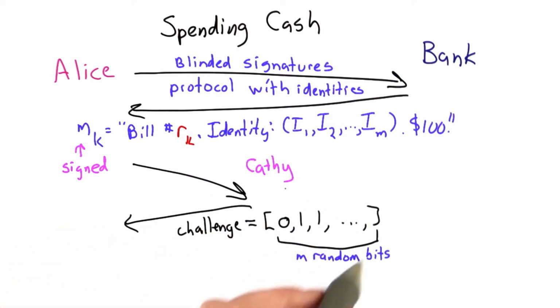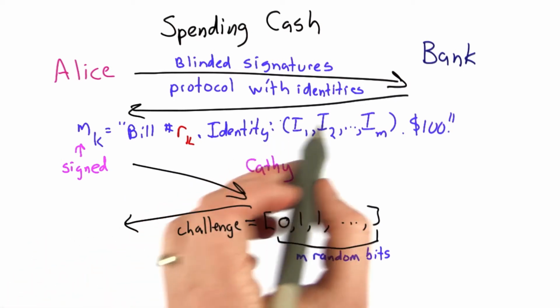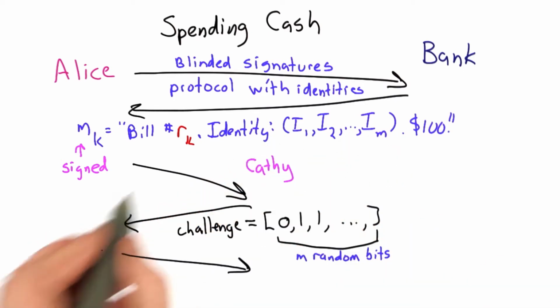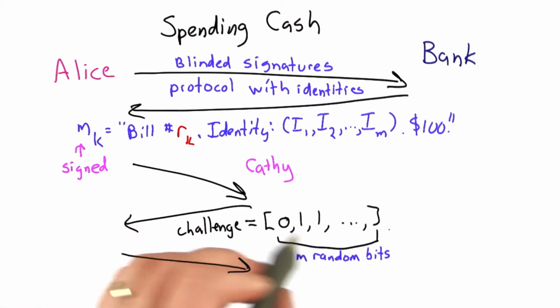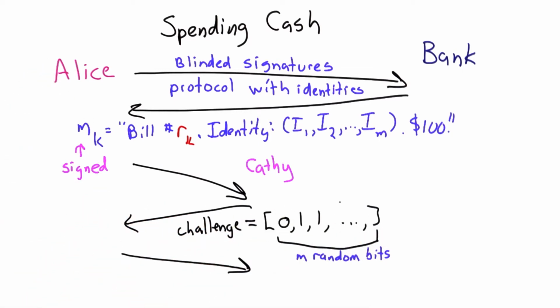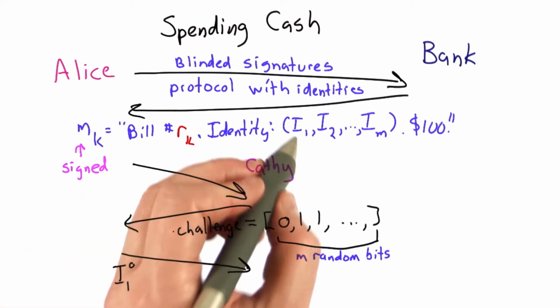The challenge is a list of m random bits. These will tell Alice which parts of the identity she needs to open. So in order for Kathy to accept the bill, what Alice has to do now is, for each one of these, validate one part of the hash. So if Kathy's challenge bit was 0, what Alice has to provide is the 0 part of identity 1.